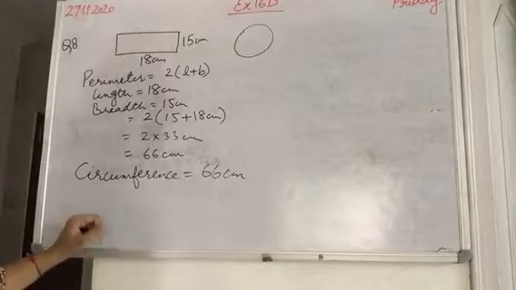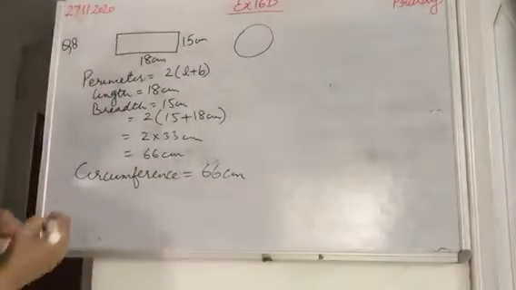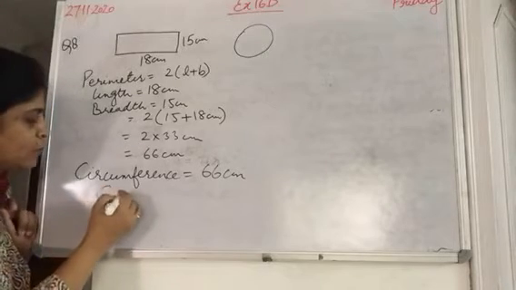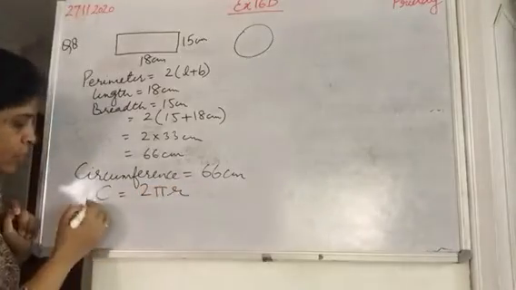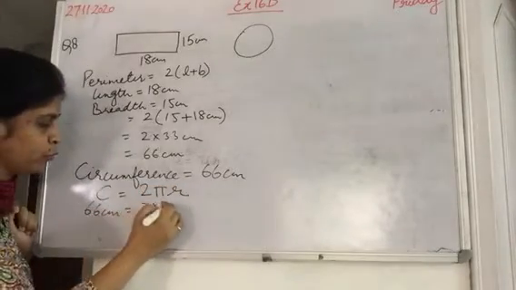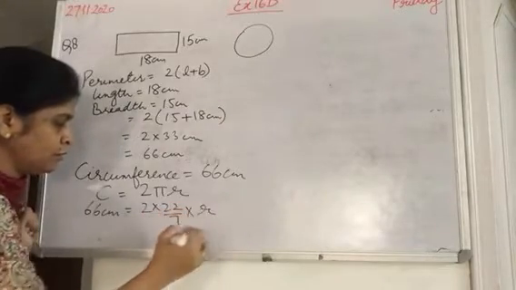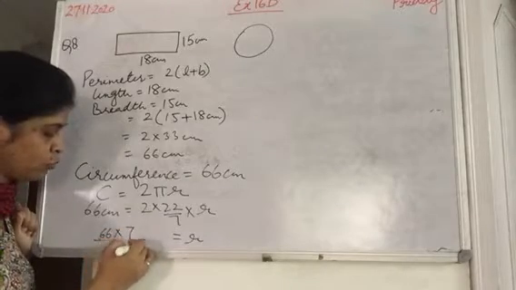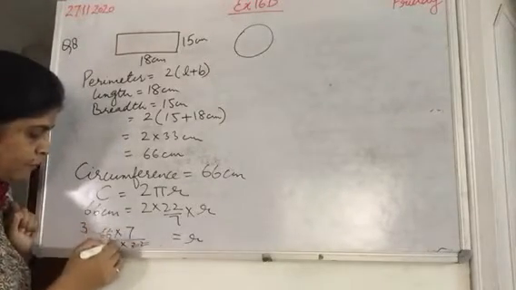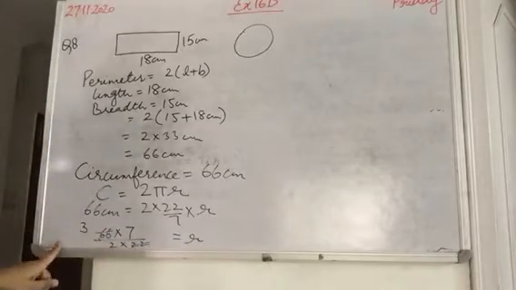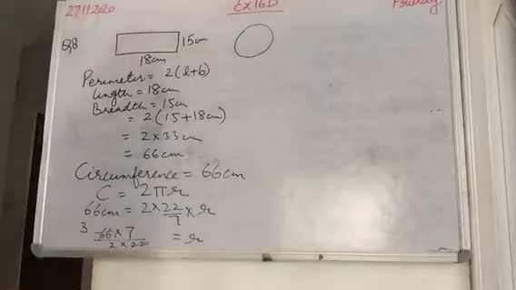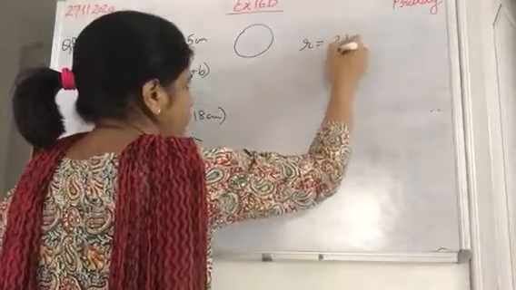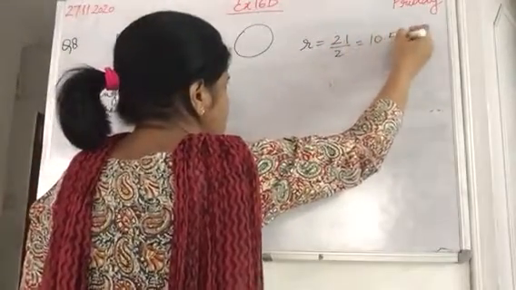Now we have to find the radius and the area of it. The circumference is 66 and we have to calculate the radius first, because we need it for the area. So circumference equals 2 pi r. 66 centimeter equals 2 into 22 by 7 into r. So r equals 66 into 7 upon 2 into 22. 3 7s are 21 upon 2. So the radius will be 21 by 2, that is 10.5 centimeter.